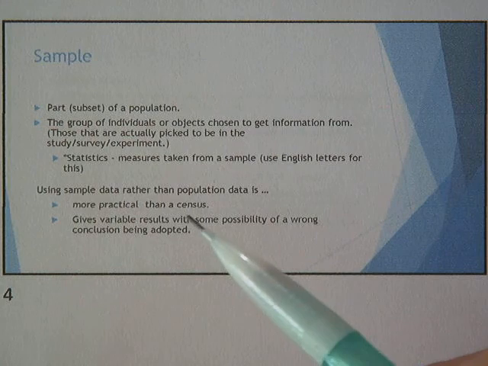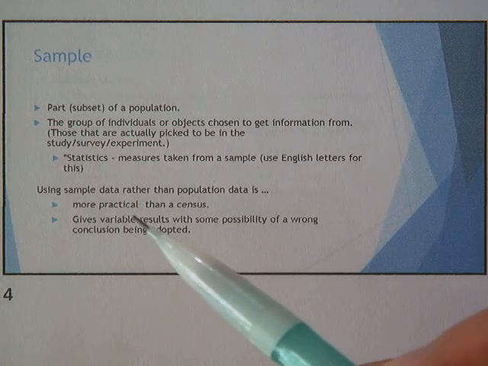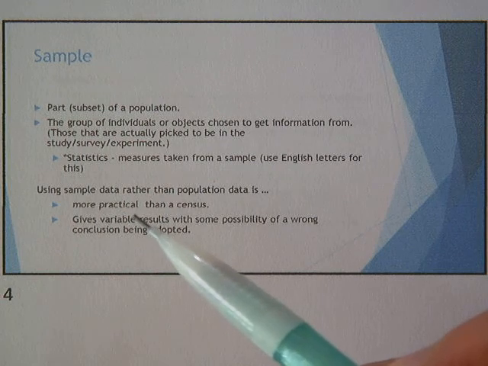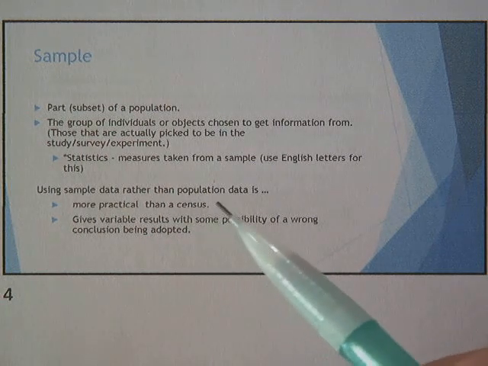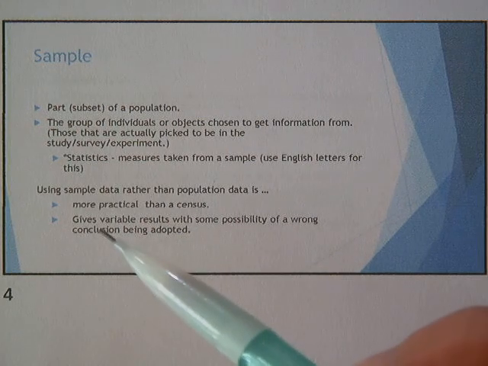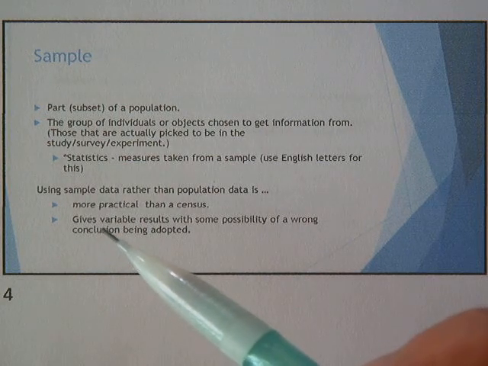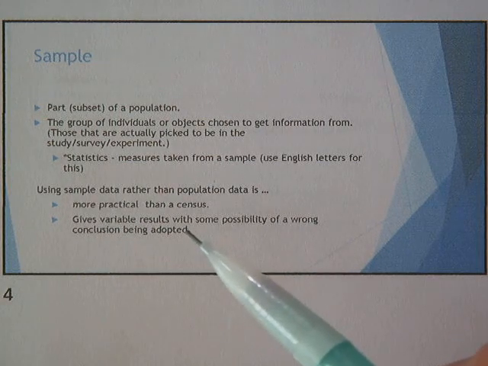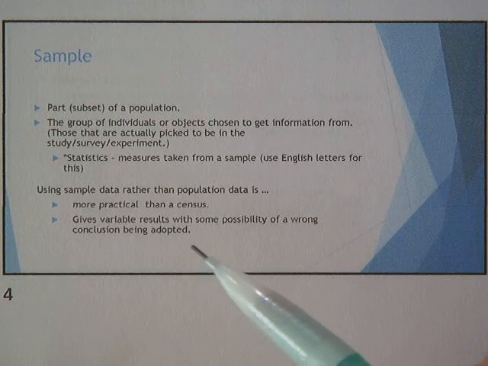It'll make it a little easier than doing a census. So, like, you don't have to collect data from as many people. So it makes it a little easier on you than doing a census, which would be collecting it from the whole population. The only problem is when you do a sample, when you take a smaller group of people, it's going to give variable results with some possibility of a wrong conclusion being adopted.